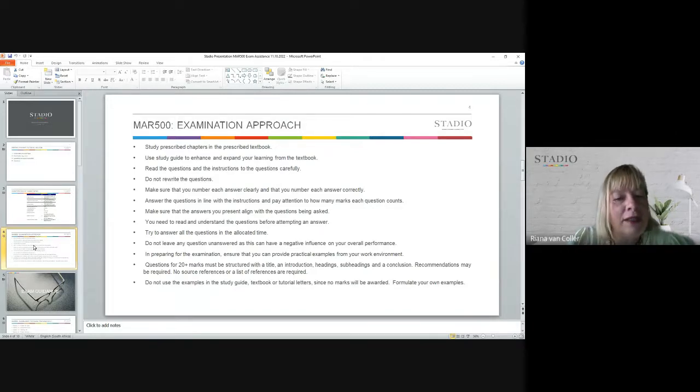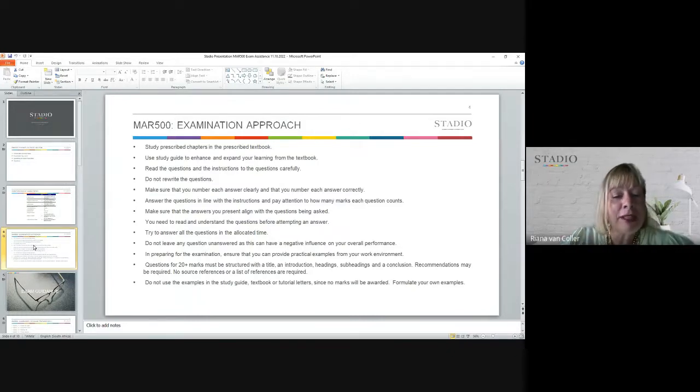Make sure that you always read all of the questions beforehand. I always advise, go through the case study first. Give yourself a few minutes to really understand the detail of the case study, and then also to read the questions very carefully before you start answering. And make sure that you do answer all of the questions in the allocated time without leaving anything out, because it could have a negative influence on your overall performance.